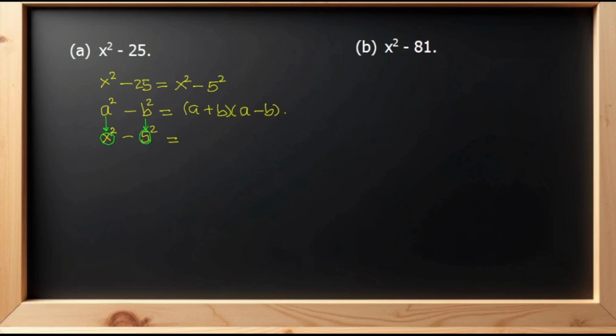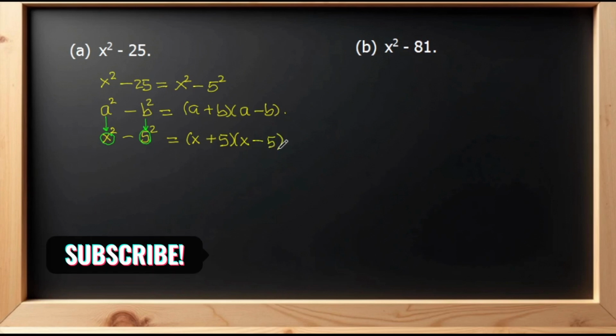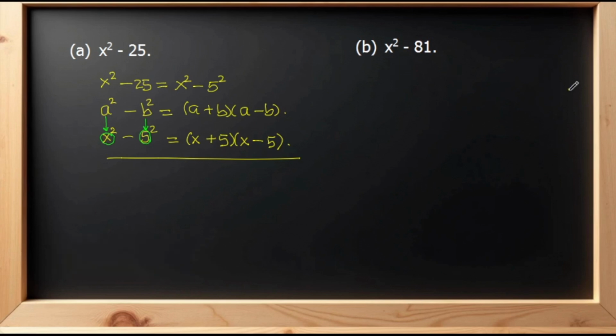So we can go ahead and substitute: wherever we get a, we replace it by x. So we have x plus, our b is 5. Then we close up the bracket, we open a new bracket, and we also have a replaced by x, and then minus b replaced by 5. Voila, that is the factorization of this number. So let's move on to the next number and do the same thing.